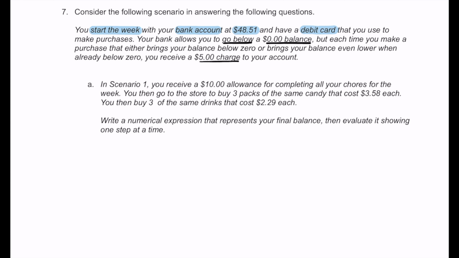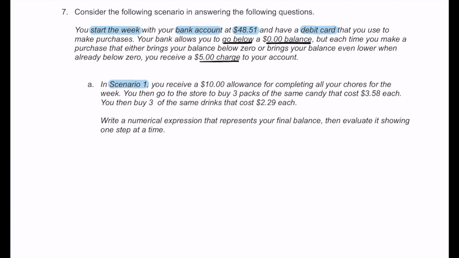And so when you go below 0 for the first time, you're going to have to pay that $5 charge. And then each time you make a new purchase when you're under $0, you're going to have to pay another $5 fee. So you'll be able to buy the things you want, but you're going to have to pay a $5 fee each time you go below 0 and each time after that, as long as you're still below 0. Okay, so now you know the back information that we need to get started. Let's take a look at a scenario here and take a look at an expression we can write.